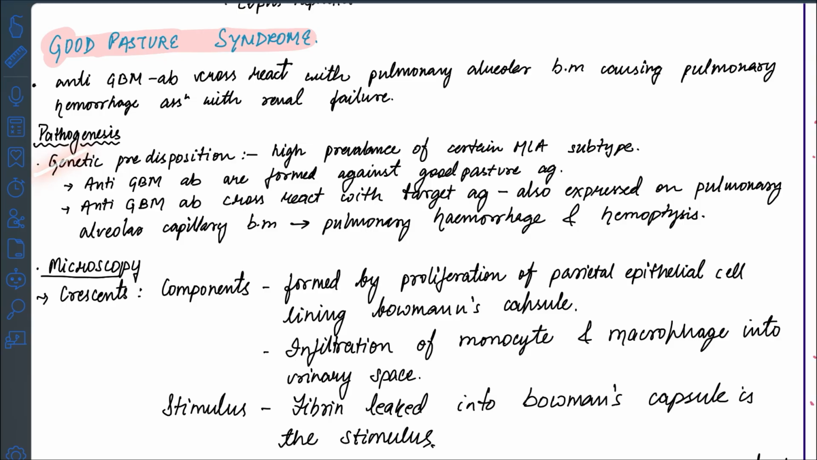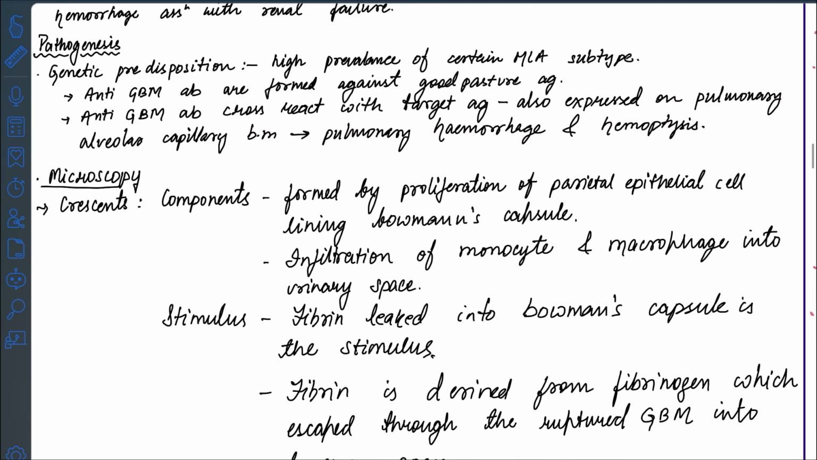What is the pathogenesis? First, it can be genetic predisposition, high prevalence of certain HLA subtypes. Then it can be anti-glomerular basement membrane antibodies. They are formed against Goodpasture antigen. Then these antibodies cross-react with target antigen. They are expressed on pulmonary alveolar capillary basement membrane, and it further leads to hemorrhage and hemoptysis.